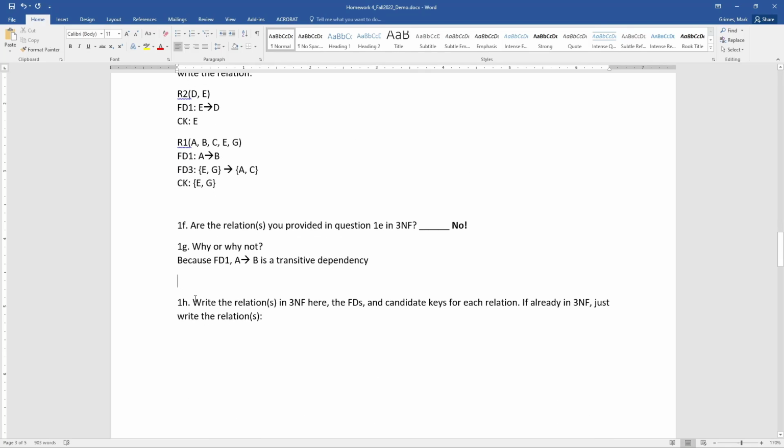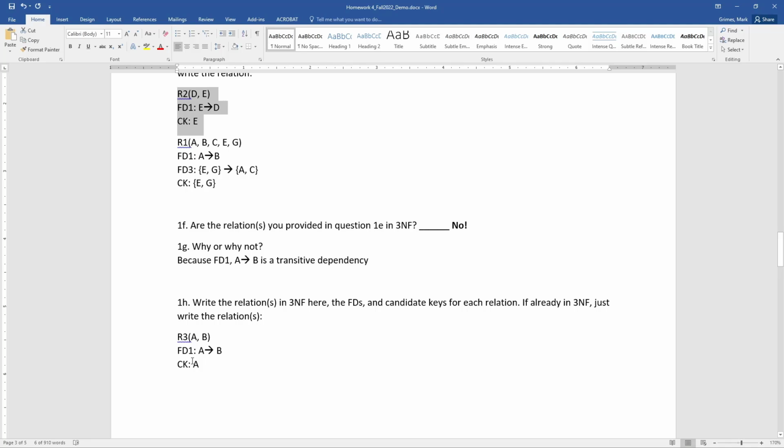And now we're asked to write the relations in third normal form, along with the functional dependencies and candidate keys for each relation. So I'm going to create another relation and call it R3, and it's going to have the attributes from this problematic functional dependency, A and B, with a functional dependency of A functionally determines B. So now A is a candidate key in this new relation we've just created because A functionally determines both A and B. So our candidate key here is A.